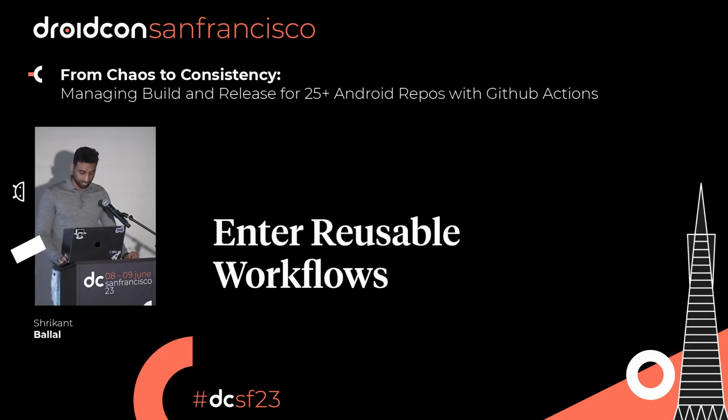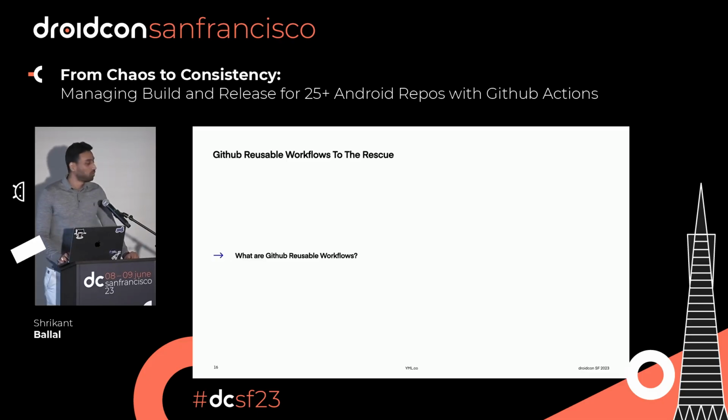So we enter into the reusable workflow world. What are reusable workflows? It's a feature of GitHub workflow. We analyzed this problem and we thought, let's not use Jenkins. We are already using enterprise cloud. We get 50,000 minutes of GitHub Actions. So let's see if we can build it using GitHub Actions here.